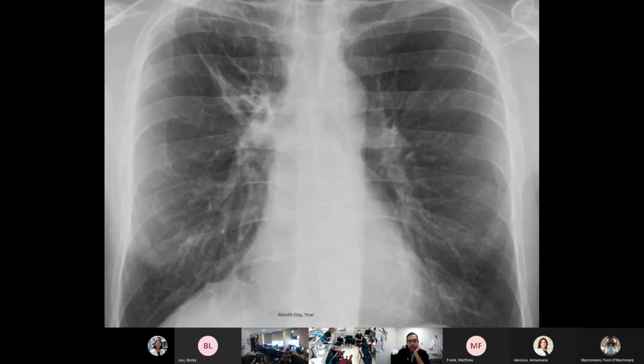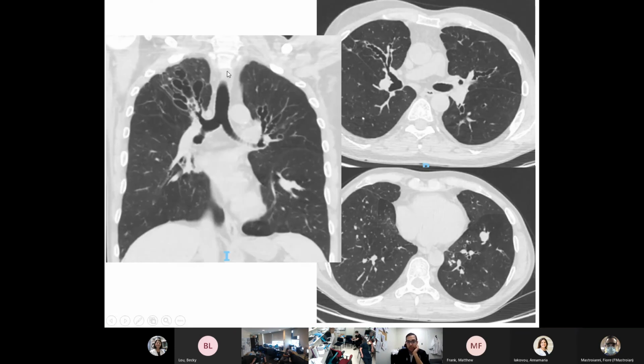Here you could see the X-ray. You could see here the dilated airway, especially in the right upper lobe. And this is the CT. And I think it's important to recognize the central bronchiectasis pattern that we see with ABPA. You can see the varicoid bronchiectasis here, the central bronchiectasis.